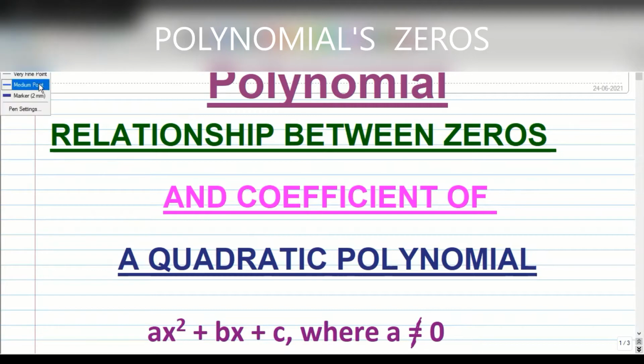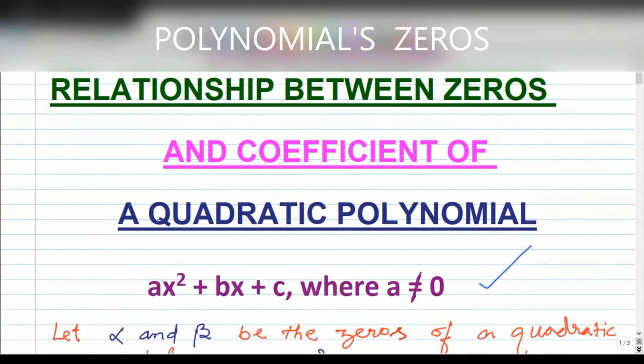Here, I have written a quadratic polynomial, that is ax square plus bx plus c, where a is not equal to 0. Now let's start.